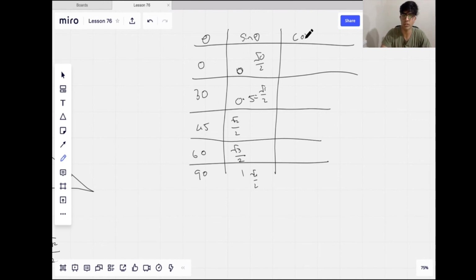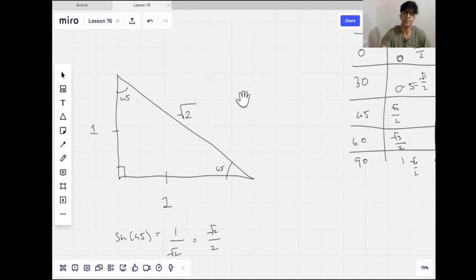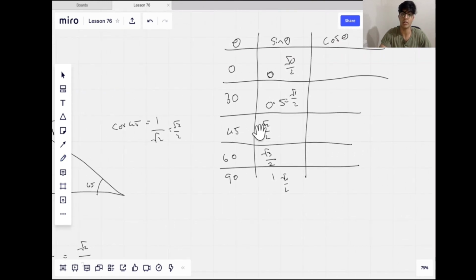Now let's think of cos of theta. It's literally the same principles as we did before. Let's think of cos 45 first. Cos 45 is equal to adjacent over hypotenuse. Remember, that's the soh cah toa. So adjacent is 1 and hypotenuse is root 2, so cos 45 is 1 over root 2, which is again root 2 over 2. So cos 45 and sine 45 are the same. It's root 2 over 2.